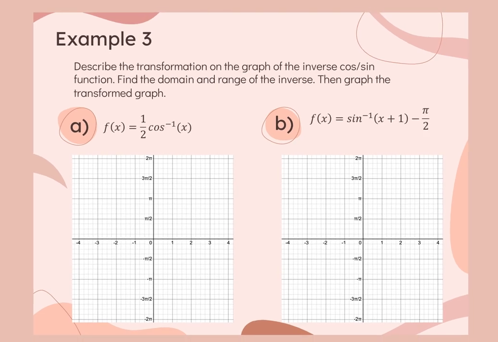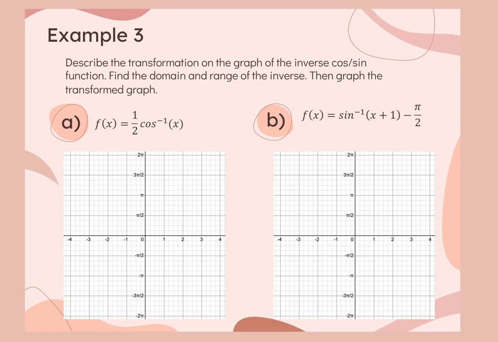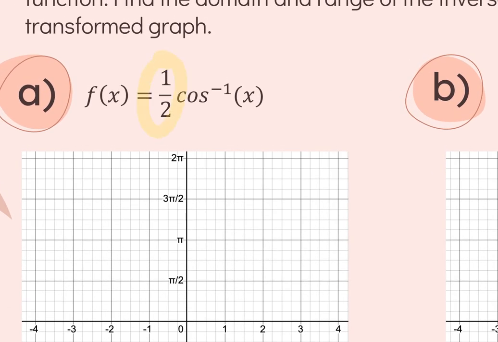This says, describe the transformations on the graph of the inverse of sine or cosine, then find the domain and range of the inverse. Then graph the transformed graph. And it doesn't have to go in that order. We could graph it, then do the domain and range, but we're going to at least do both. Okay, so first of all, what's the 1/2 doing on cosine? It's a vertical dilation by a factor of 1/2. Is that going to affect my domain or my range? My range. We're going to get to that in a minute, but it's going to affect my range because that's the vertical, right?